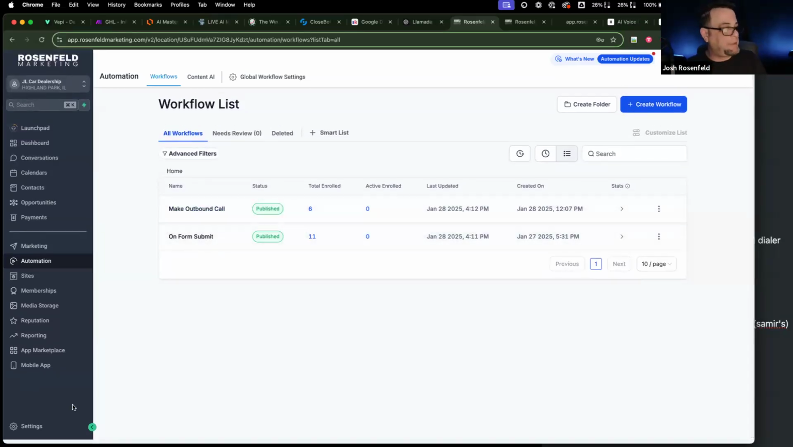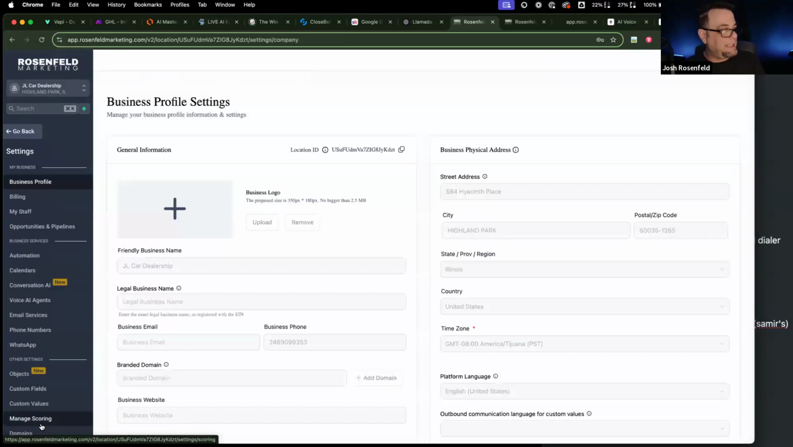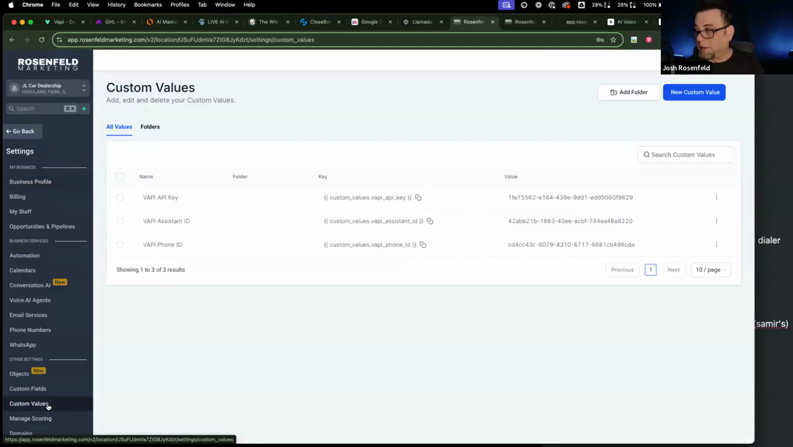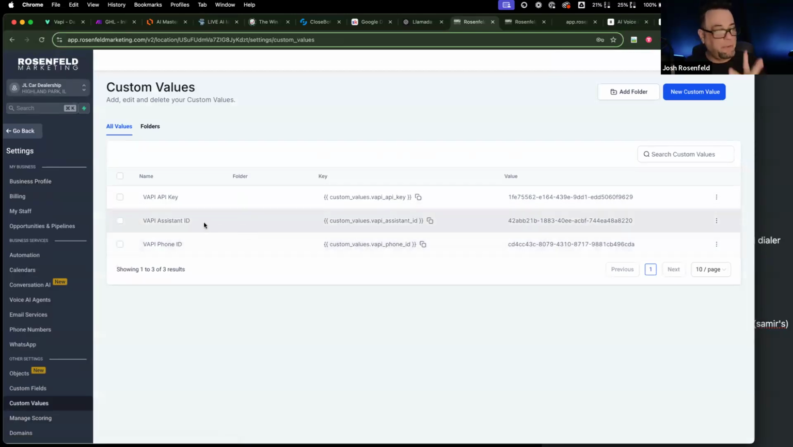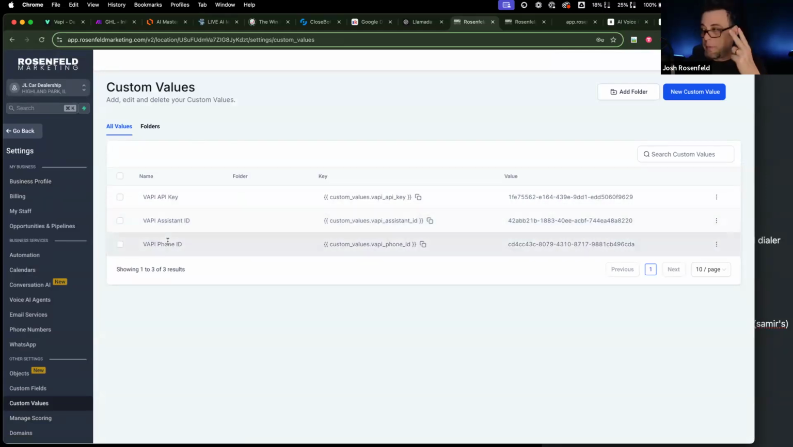And then the way it's set up is this. All you got to do is go to settings, custom values. I took out the custom field, so I made you 3 custom values here. This is very important. When you get the snapshot, these are going to be blank. Remember, you need 3 of them. You need your Vapi API key, the assistant ID, the bot's ID number, and the phone number that's going to call. And here's how you do it.